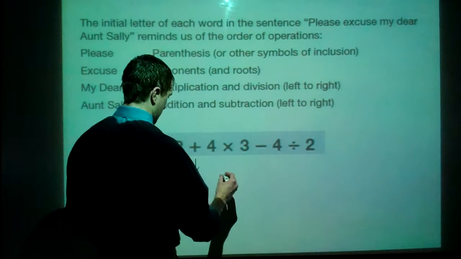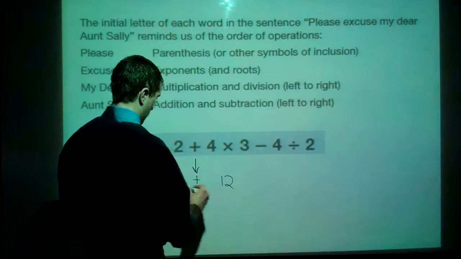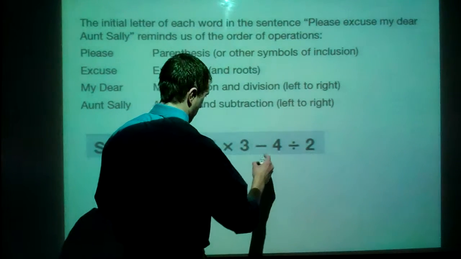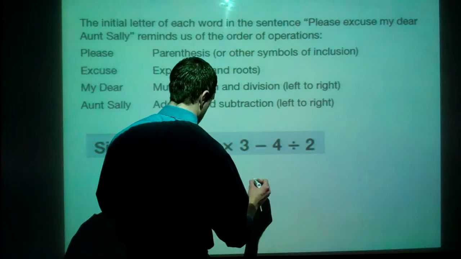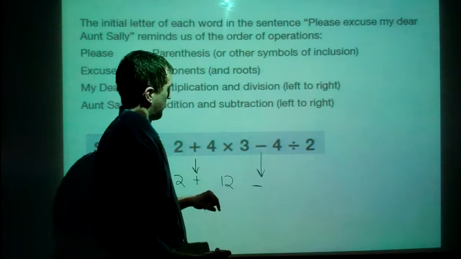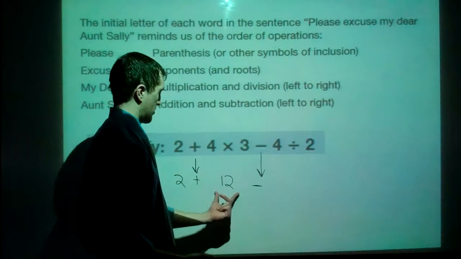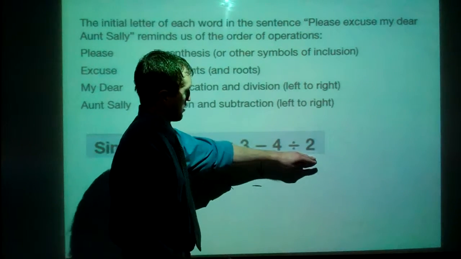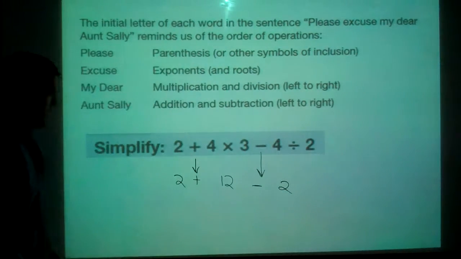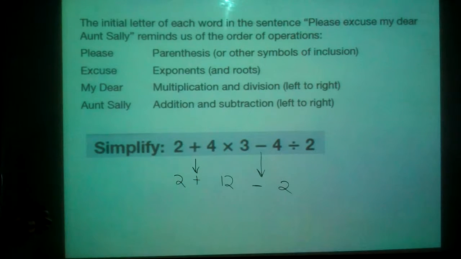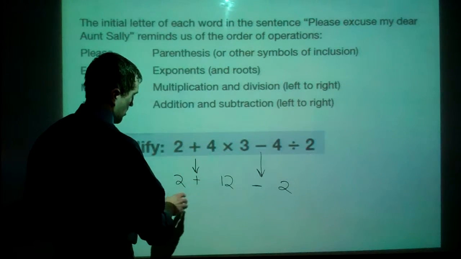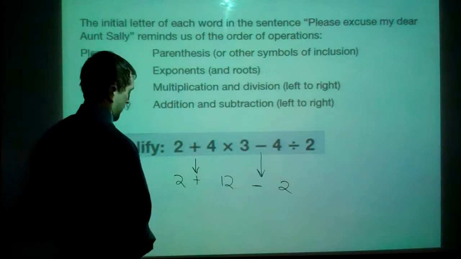4 times 3 is 12. We've got this 2 over here. That drops down to minus. That's going to come down. And then we did our multiplying. 4 times 3 was 12. 4 divided by 2 is 2. Okay? Now we got rid of the multiplication and division. So we look at adding and subtracting from left to right.